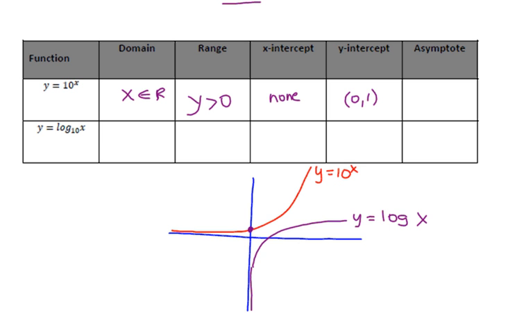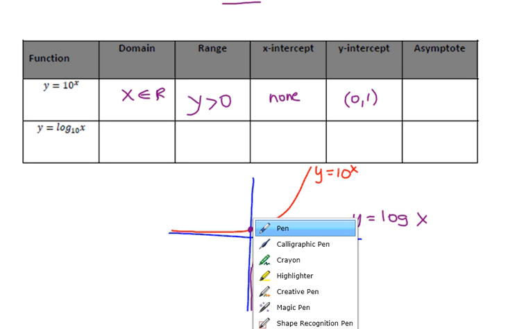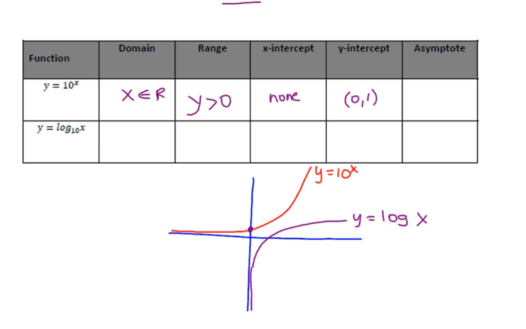Asymptote. What is an asymptote? A line it cannot touch. Okay? You cannot touch my asymptote. That's right. So, the line that it approaches but never actually touches would be this line, y equals 0.